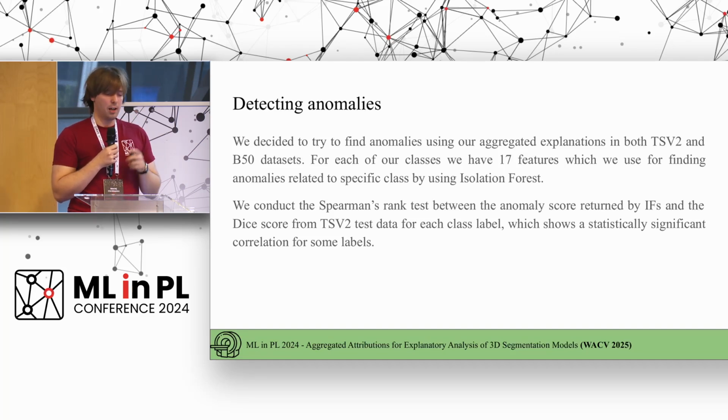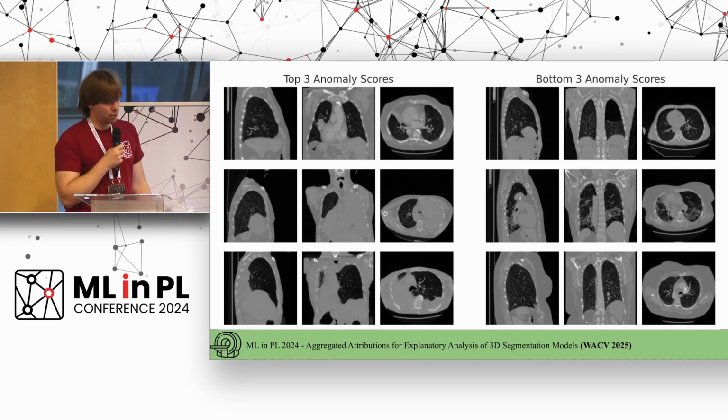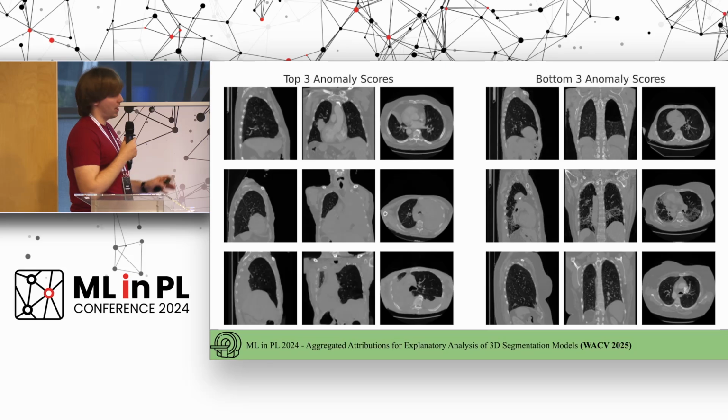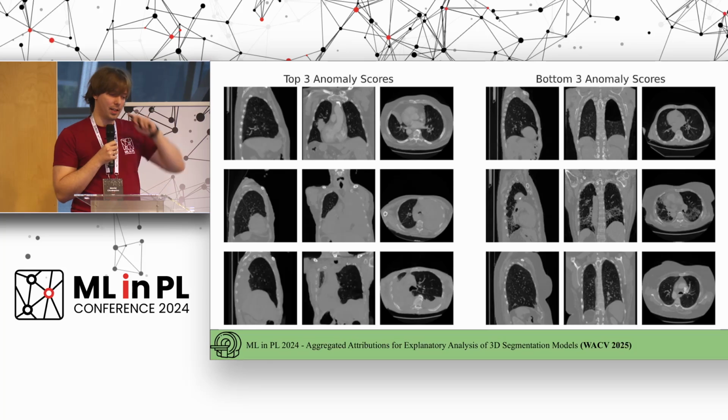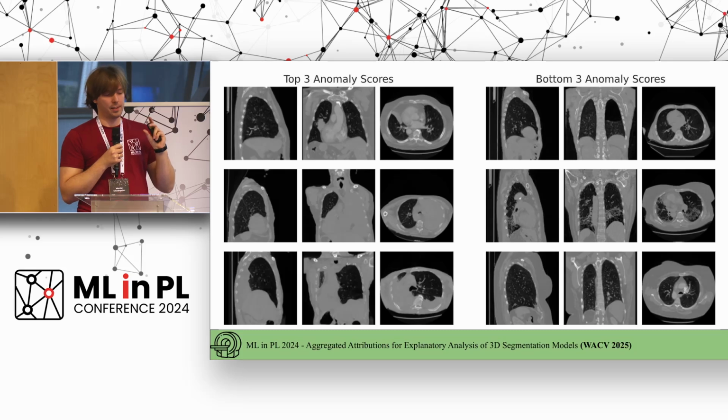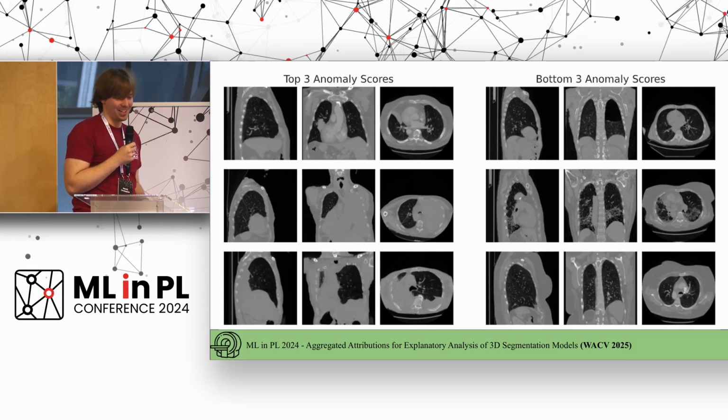We decided to check how it will work if we try to check the differences of the topmost anomaly scores and bottom least anomaly scores. And these are some examples for lung right upper lobe, and these are examples for our in-house dataset. And as you can see at first glance, it's not cherry picking. It was selected automatically because I selected the slices which had the highest attributions, and the anomaly scores were selected automatically, so it's not cherry picking. You can trust me on that.